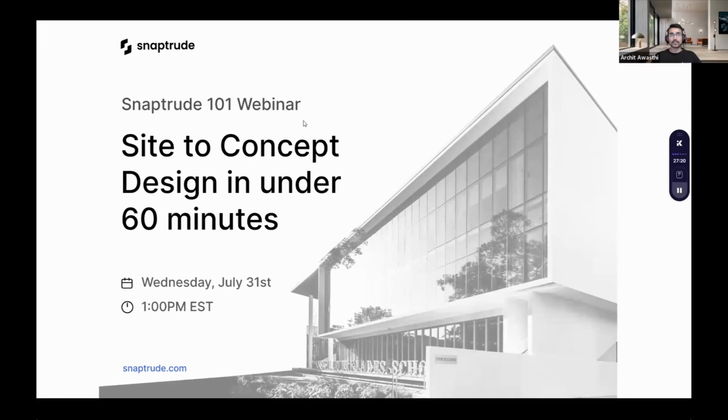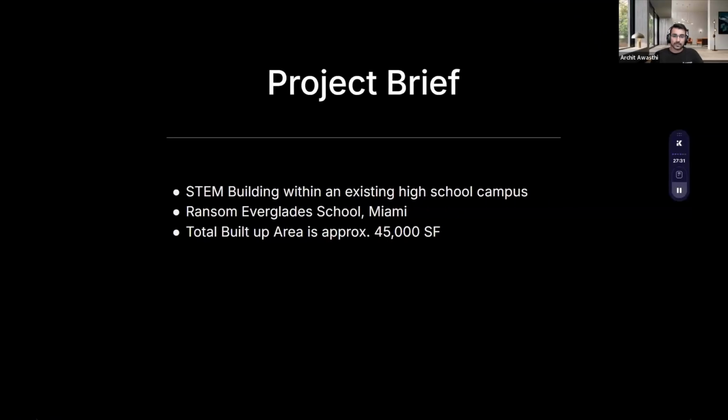Today, we're going to go from an empty site to concept design for a new project in under 60 minutes. Let's start with the project brief. What we want to do is design a STEM building within an existing high school campus in Miami with a total built-up area of approximately 45,000 square feet.